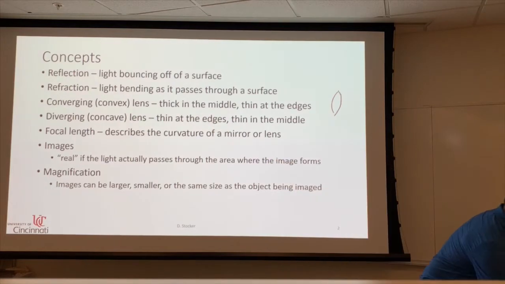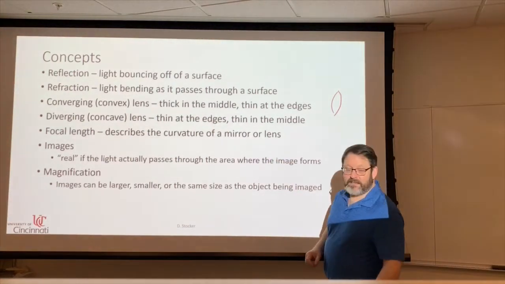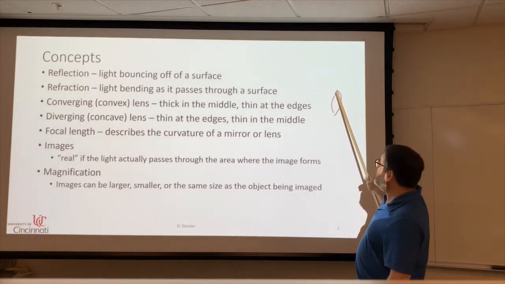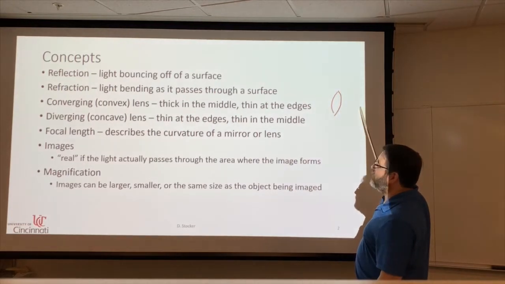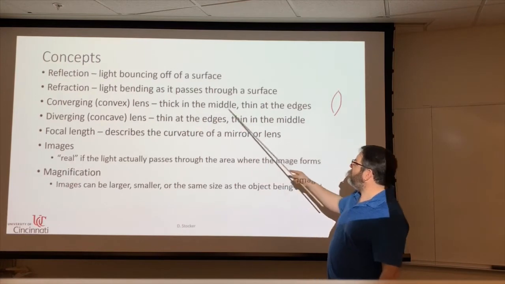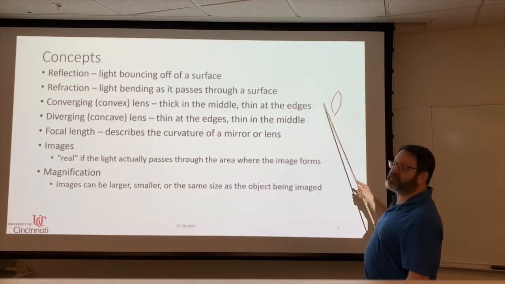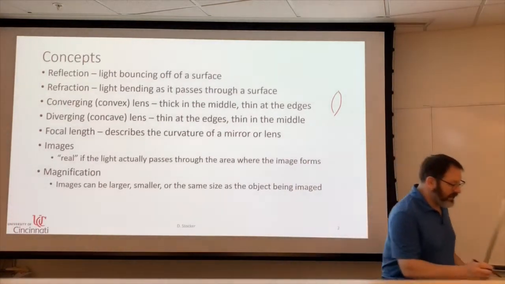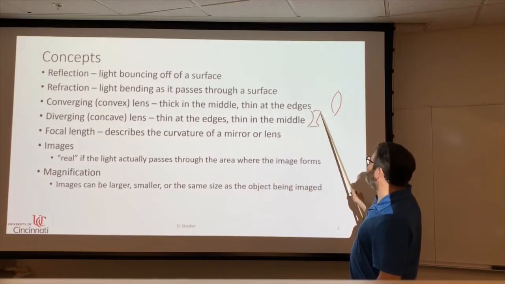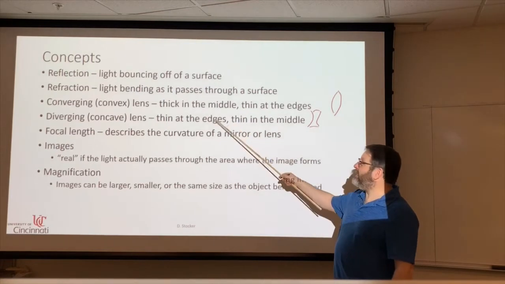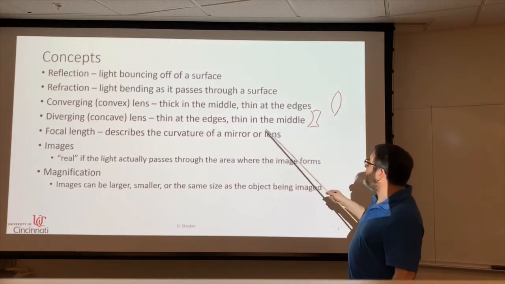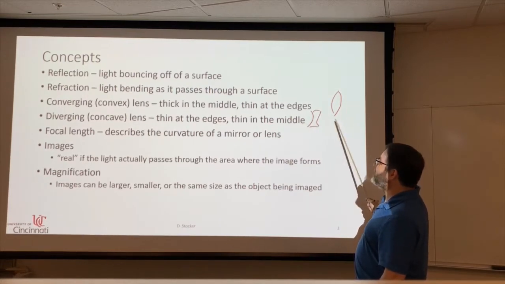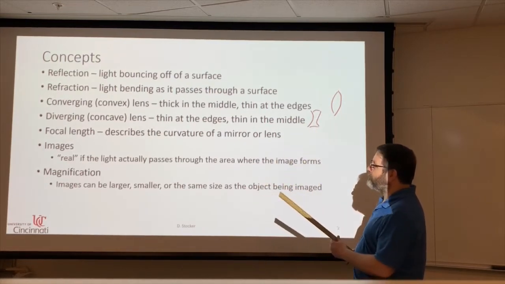Converging lens. A converging lens looks like this. When light comes into a converging lens, it gets focused down to a point. These are thick in the middle, thin on the edges, and they focus the light in. A diverging or concave lens, curved on the front and curved on the back, is normally what a concave lens looks like. This one actually spreads light out when it goes through it.